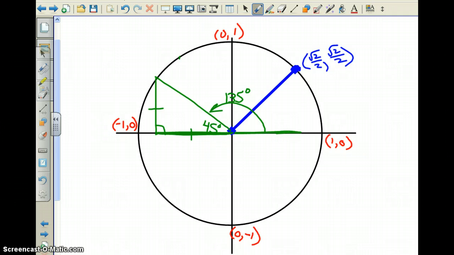But one thing to be careful of, cos in the second quadrant is negative, so this would be negative radical 2 over 2. And going up positive for sin will be positive radical 2 over 2. And then we could do the same thing in the third quadrant with a 180 plus 45, so a 225 degree angle. We know the cos and the sin. And the same thing is true in the fourth quadrant with a 315 degree angle. We know the cos and the sin, all based on that 45 degree reference angle.